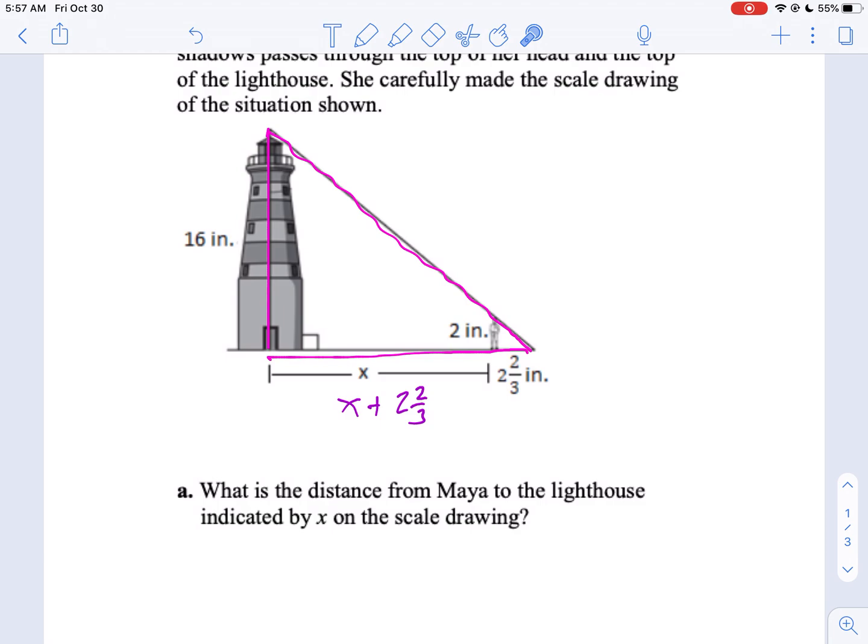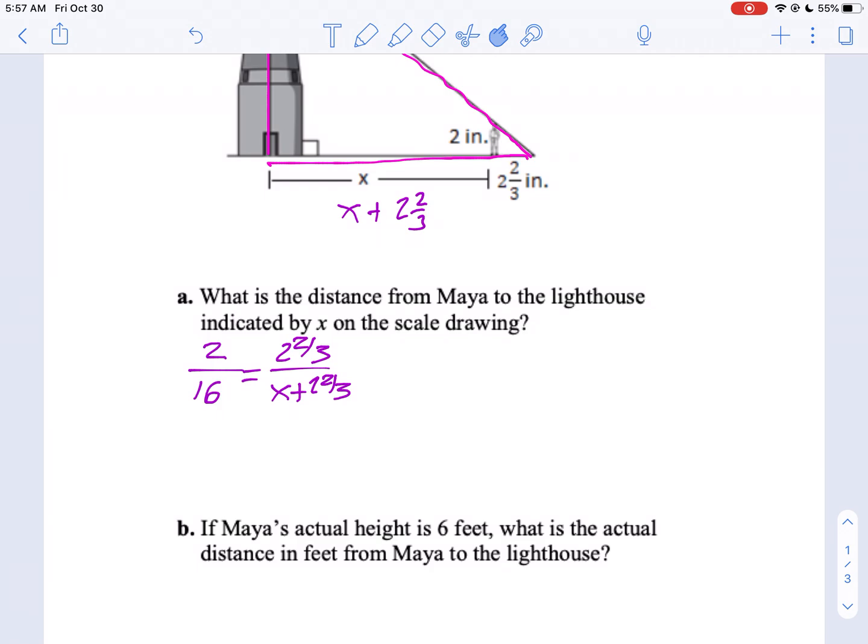So I think I'll do that. Let's do Maya's height, which is 2. We could do the lighthouse, or we could do Maya's shadow. Let's go height to height. So I'm going to go 2 to 16 equals Maya's shadow, which is 2 2/3, to the entire shadow of the lighthouse, which is X plus 2 2/3. Now you can solve this proportion in a number of different ways.